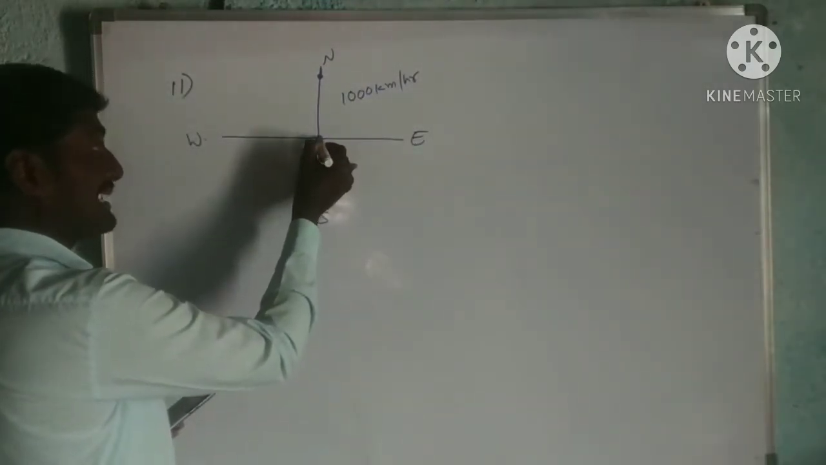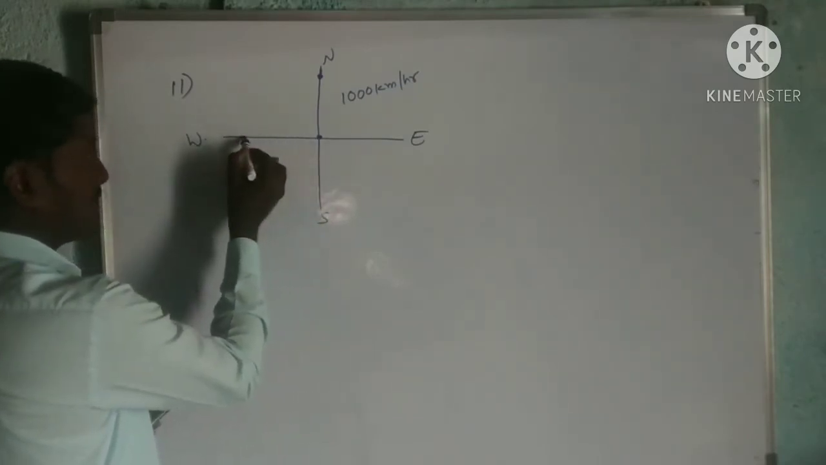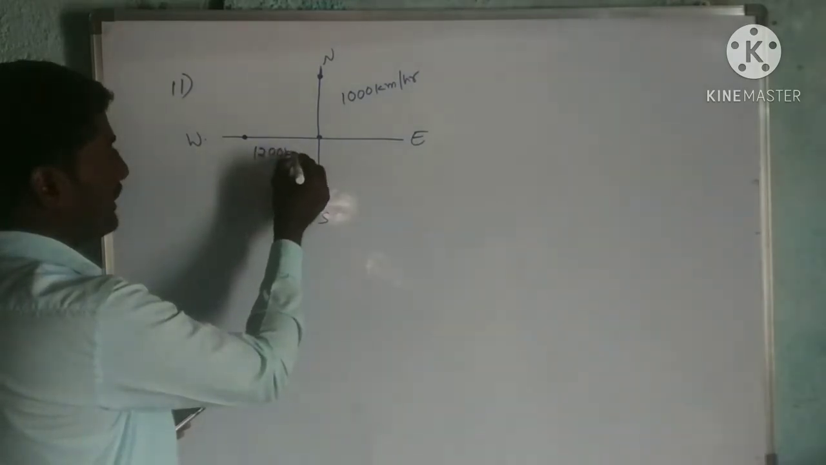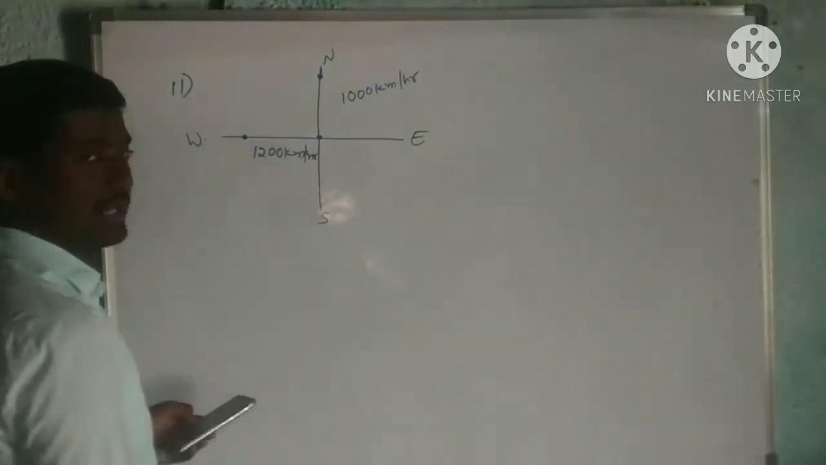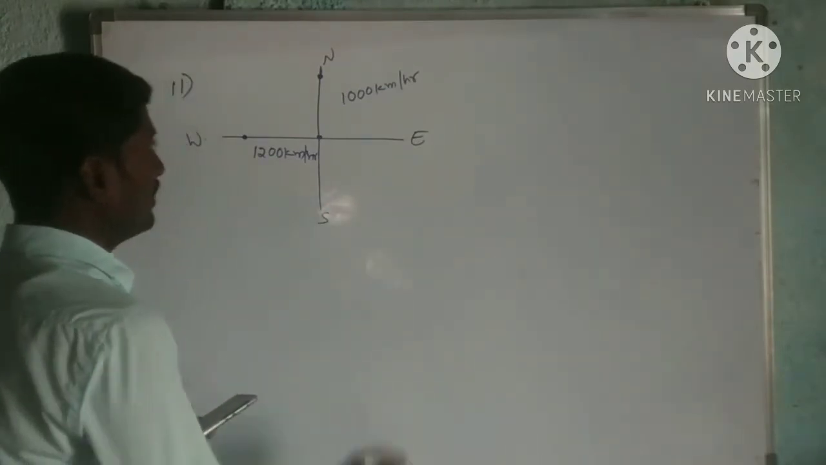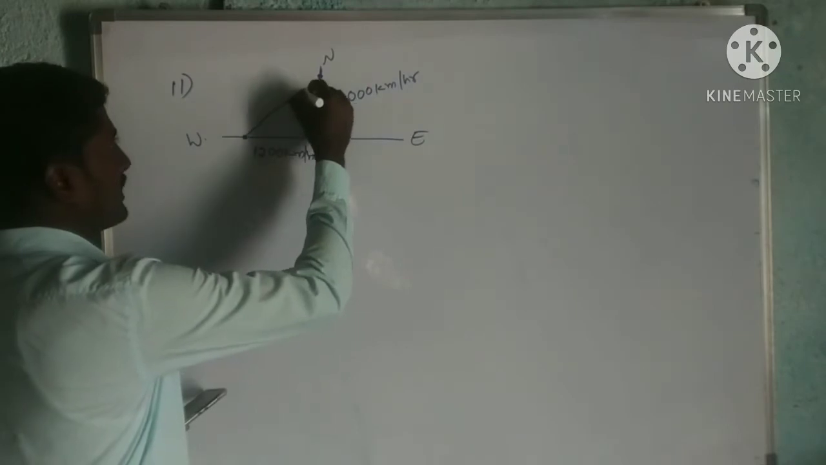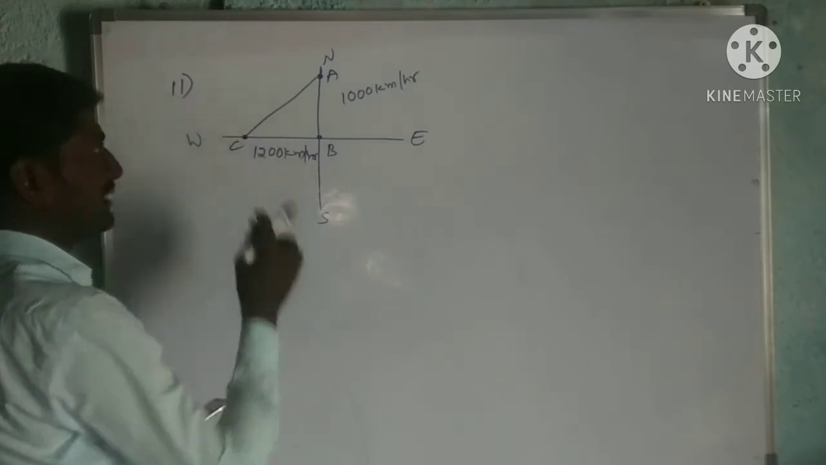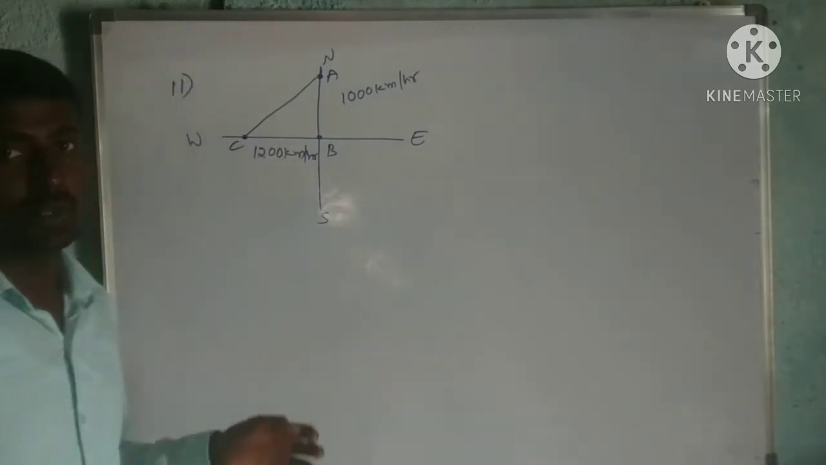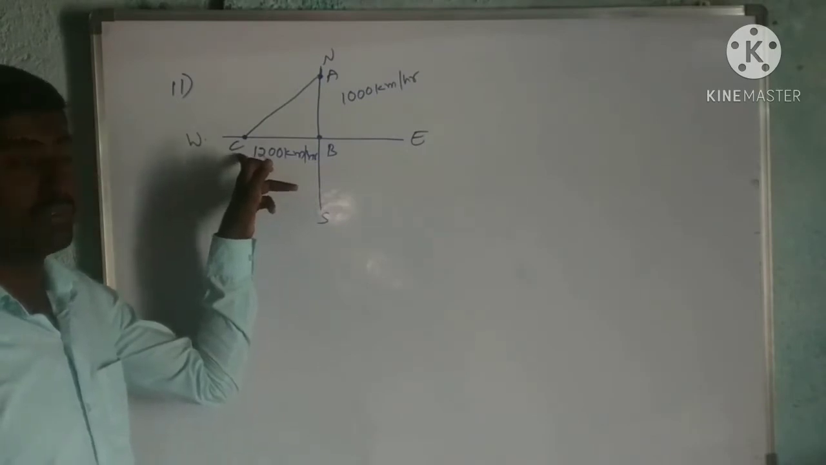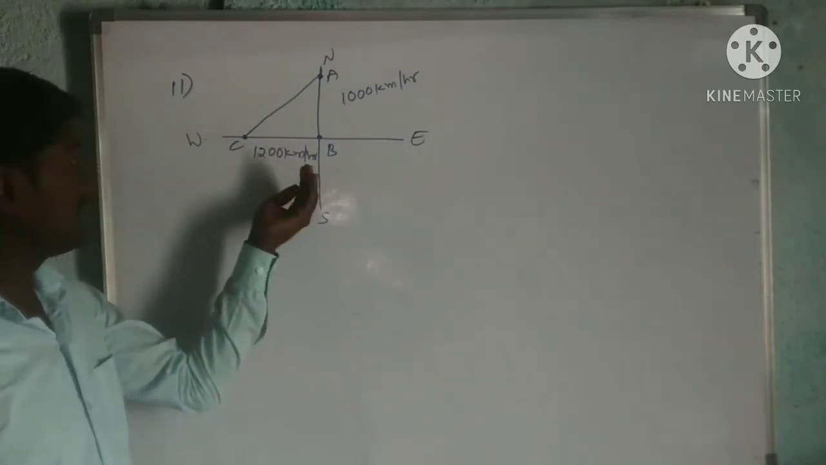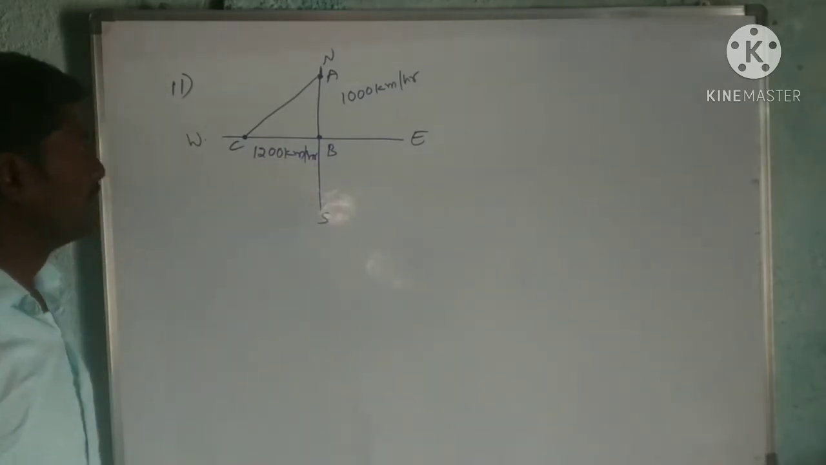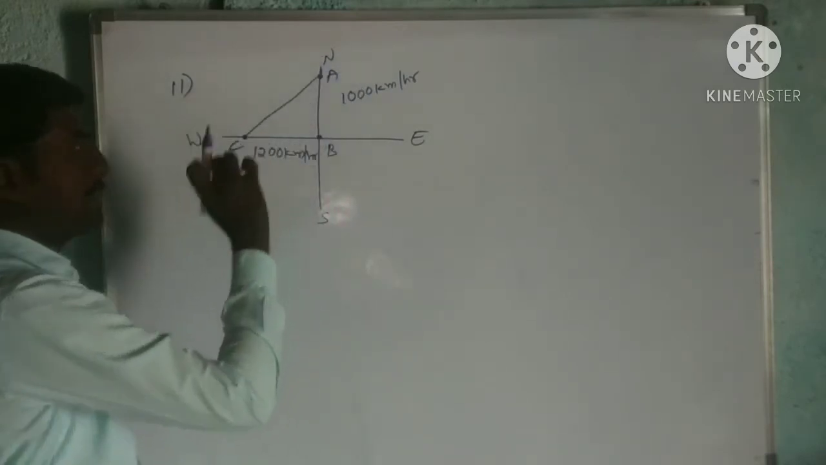From the same airport at the same time, another aeroplane leaves due west at the speed of 1200 km per hour. Now we have to find the distance between the two aeroplanes. So let us take this as A, B and C. A is the position of the aeroplane after 1.5 hours and C is the position of another aeroplane that travels towards the west after 1.5 hours. Now we have to find the AB and BC distances.